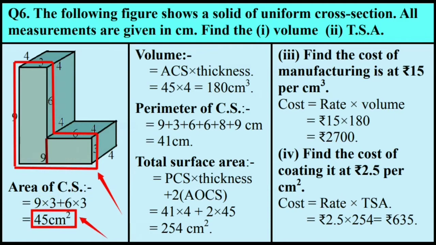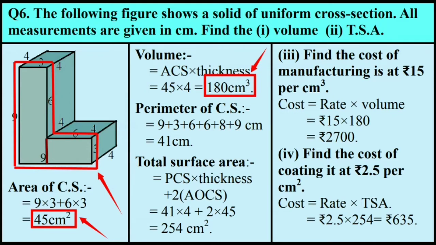Finally, the area of cross section obtained is 45 centimeter square. The volume of the figure is area of cross section multiplied by the thickness. The expression is 45 multiplied by 4, where 45 is the area of cross section of the solid and 4 is its thickness or width. The result obtained of volume of the figure is 180 centimeter cube.